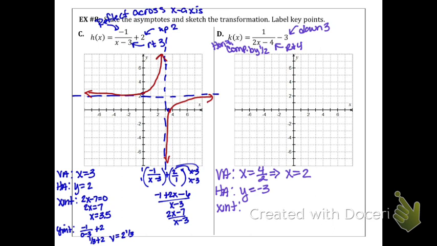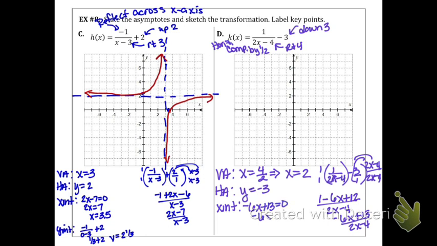My x-intercept, I'm going to have to do like I did on the other two. So 1 over 2x minus 4 minus 3 over 1. Multiply this one by 2x minus 4. Multiply these by 1. So we get 1 minus, and we're going to distribute this, minus 6x plus 12 over the 2x minus 4. So I got negative 6x plus 13 over 2x minus 4. So it's our numerator equal to 0.